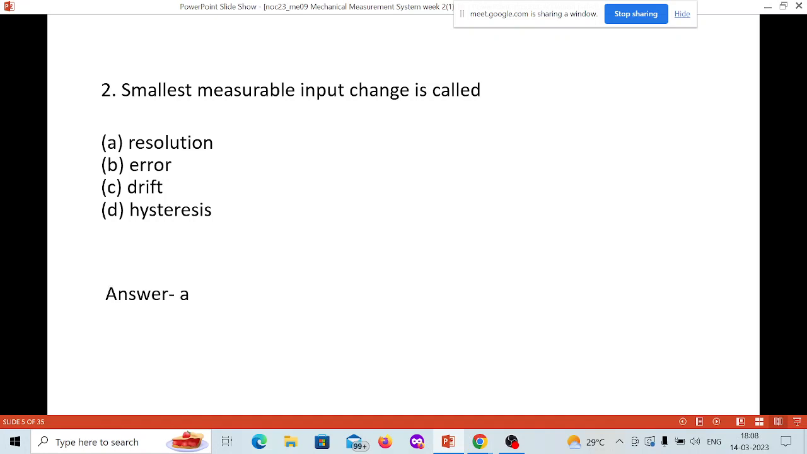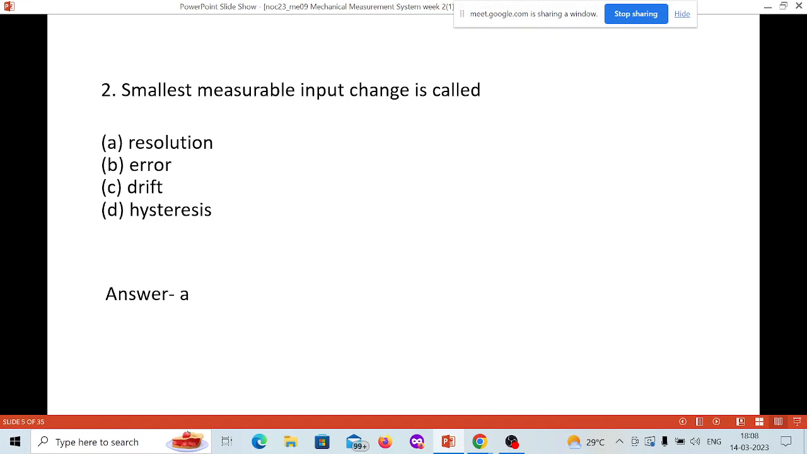So in this case the answer is A. resolution. So for the instrument it could be the least count as well. The resolution is the minimum variation in the input which gives you the output. So the output can be the least count of the instrument as well. So that defines the resolution of the system.